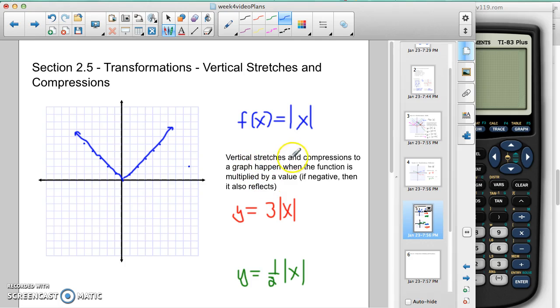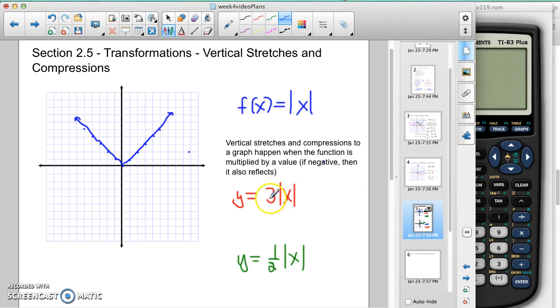Now, a vertical stretch or compression happens when they're multiplied by a value. If the value is negative, then it also reflects it as well as stretching it or compressing it. Now, the stretches happen when the value is larger than 1.